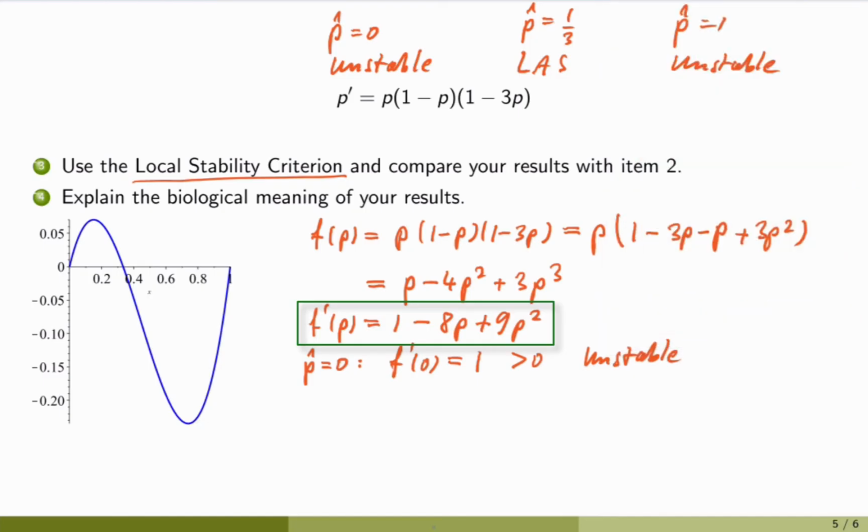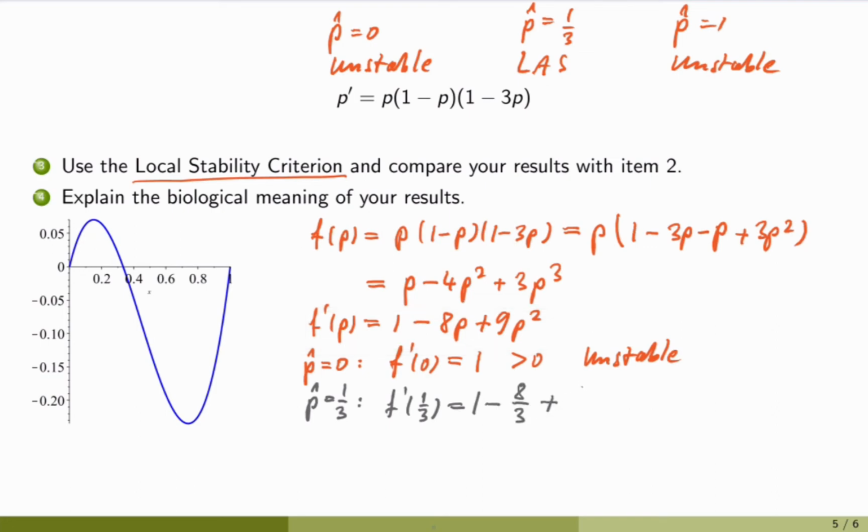Let's do the next one. So if we have p hat is 1/3, then f prime at 1/3, so sub it in, we get 1 minus 8/3 plus 9/9, and this is 2 minus 8/3, which is minus 2/3. And this is negative, so we are locally asymptotically stable.